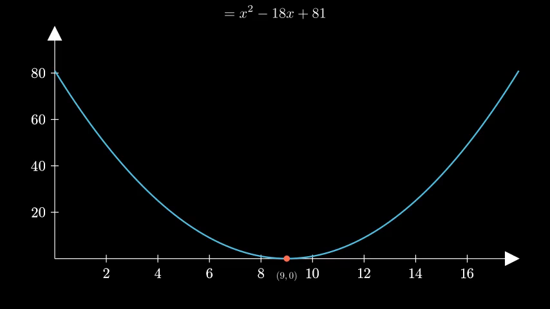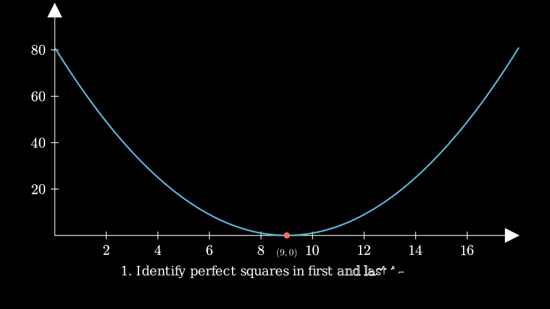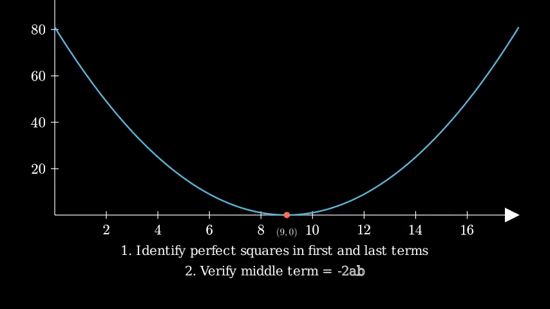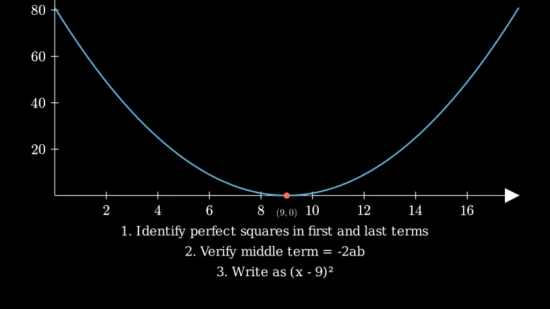In summary, we factored x squared minus 18x plus 81 by first identifying it as a perfect square trinomial by checking that the first and last terms were perfect squares, then verifying that the middle term was negative 2 times the product of their square roots, and finally writing it as (x minus 9) squared.